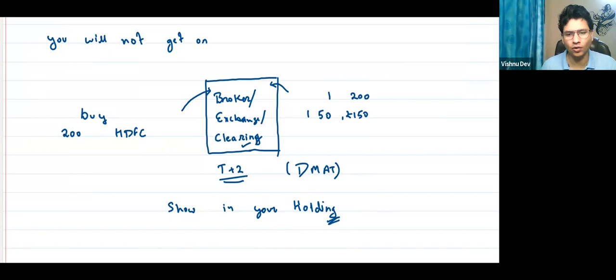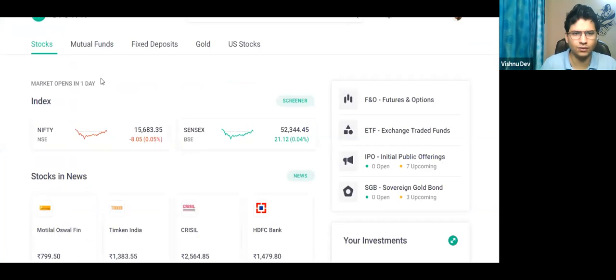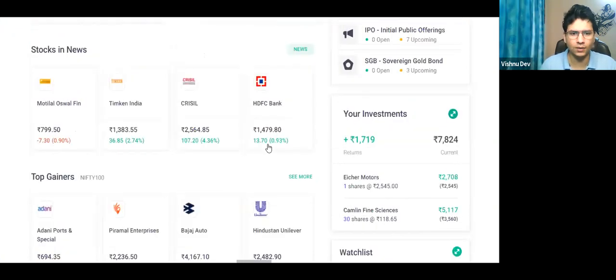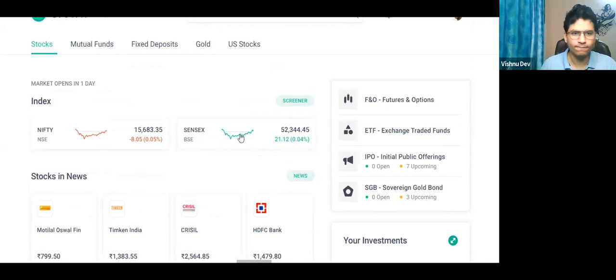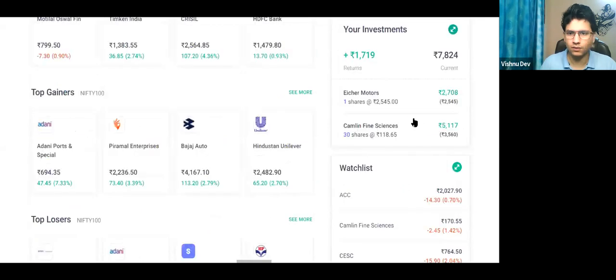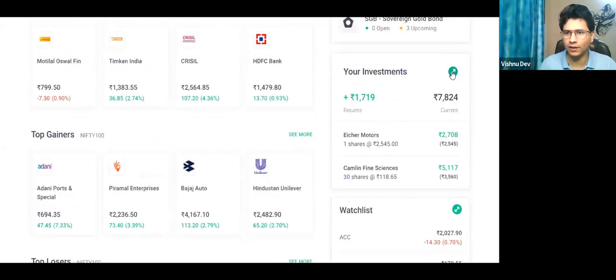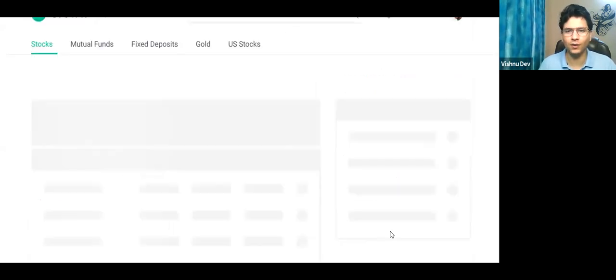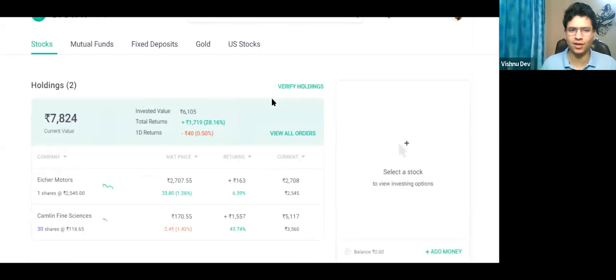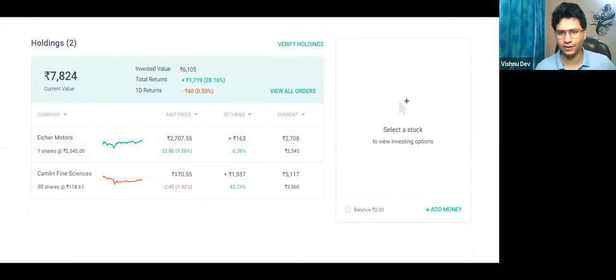I will just show you a holding, how it looks like. See this, right? So this is the stock market. I won't show everything, I'll just show this holding. This is my holding, Anna. This is one holding which I just use as an experiment for teaching. This is what a holding looks like.